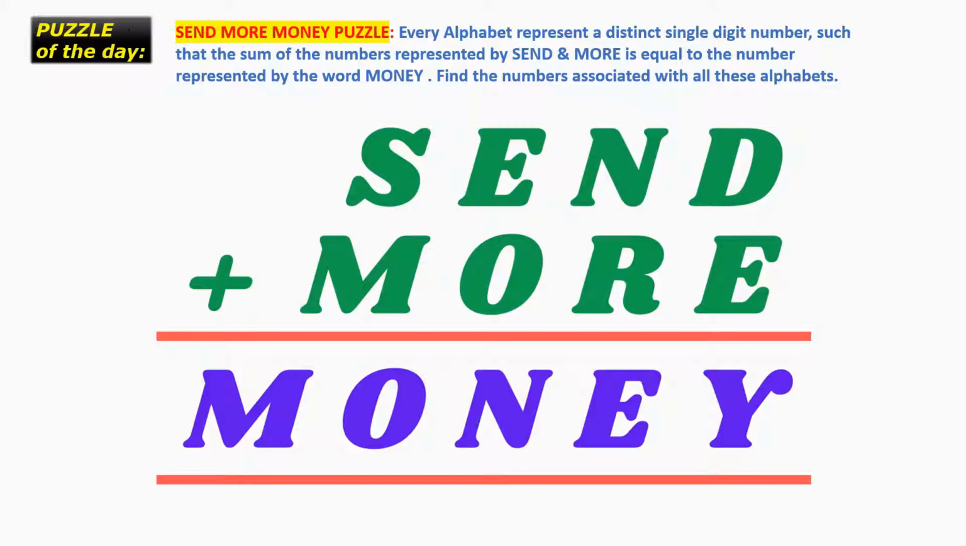The puzzle of the day is the SEND + MORE = MONEY puzzle. Every alphabet represents a distinct single-digit number such that the sum of the numbers represented by SEND and MORE is equal to the number represented by the word MONEY. Find the numbers associated with all these alphabets.